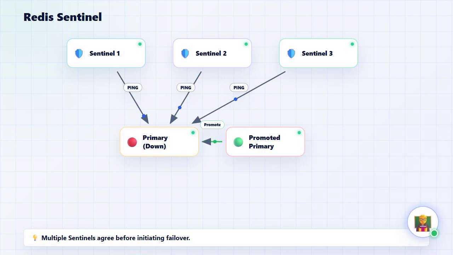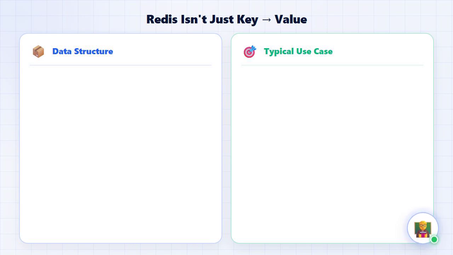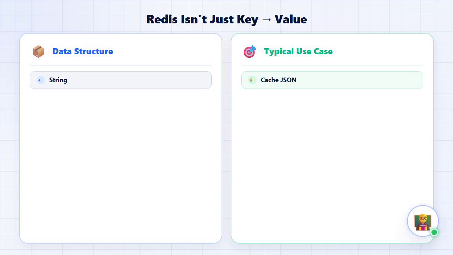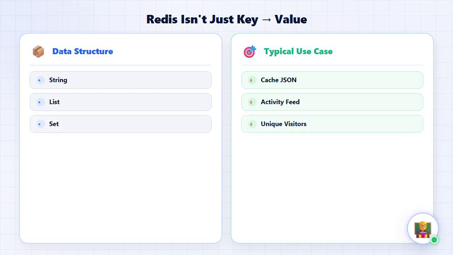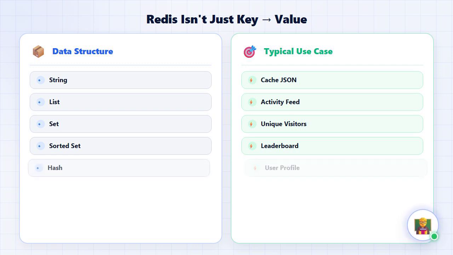But Redis isn't only a cache. It can do far more than storing temporary data. Many engineers think Redis is just a giant dictionary. In reality, Redis provides specialized data structures optimized for different problems. Strings store cached objects. Lists power activity feeds. Sets remove duplicates instantly. Sorted sets rank players on leaderboards. Hashes efficiently store objects. Choosing the right structure often makes the difference between an average system and one that scales effortlessly.